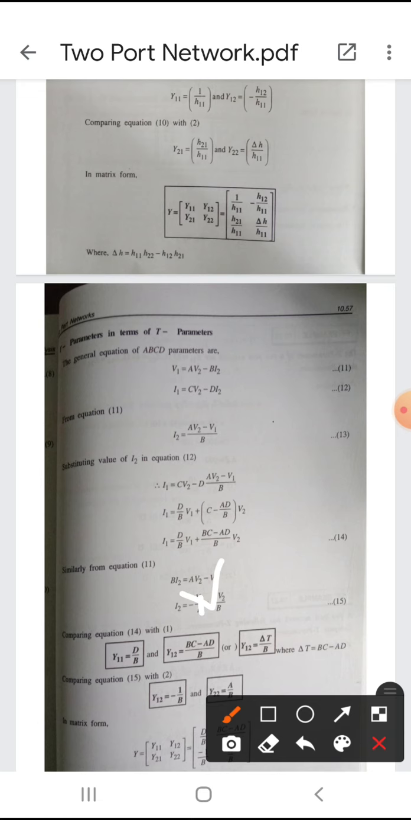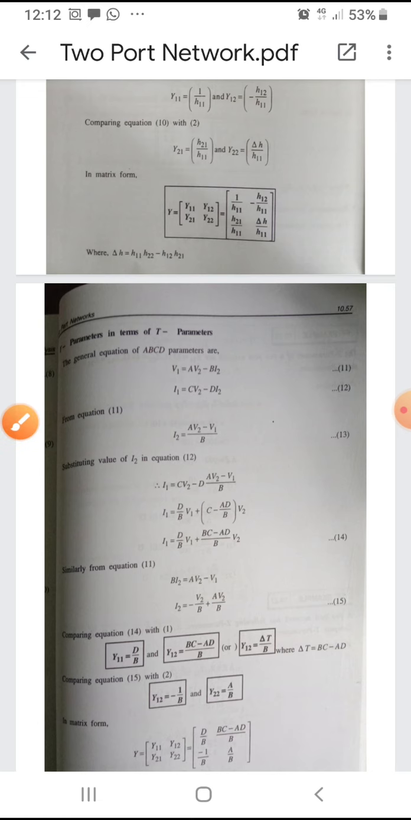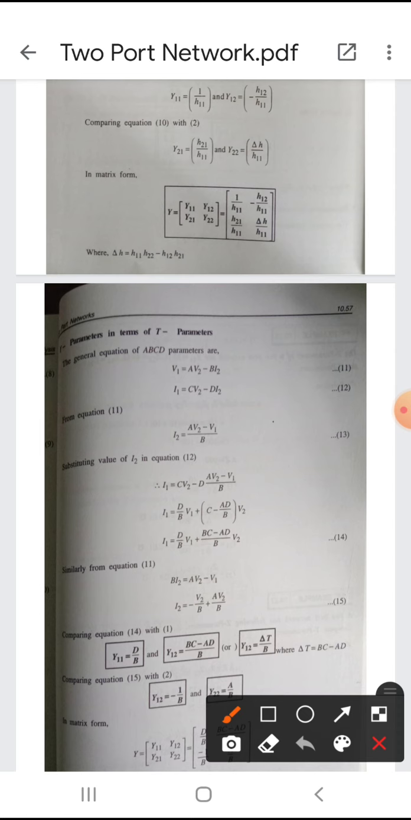Okay, V1 and V2. So you got y parameters in terms of ABCD parameter, that is y11 value is D by B, y12 value is BC minus AD by B, and y21, that can also be written as del T.